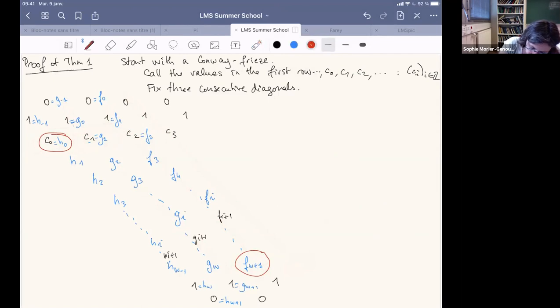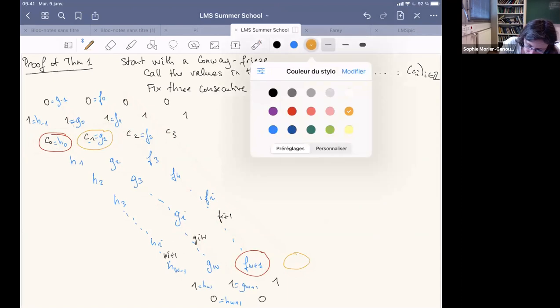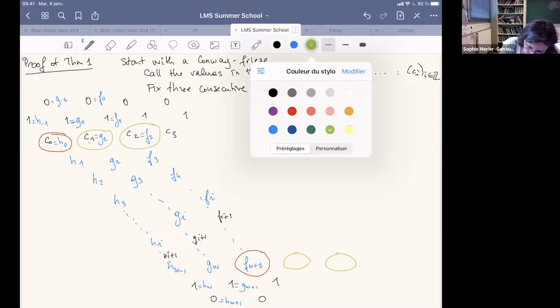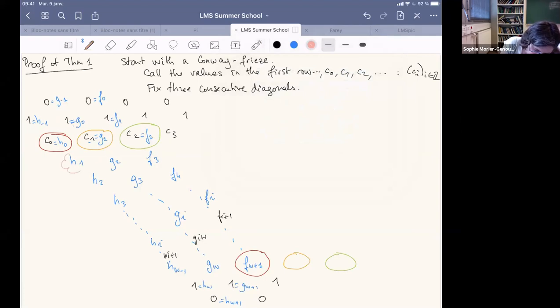So let's put color, orange. The value that is here, I will find it here in the frieze. And then the value that is here, I will find it here. But now this value is completely determined because of the frieze rule. I know these three. So the value that is here, let's change color, pink. So this is the same as this one because they are related with the same rule and so on. The value here will be the same as this one. Okay. So this proves the glide symmetry.